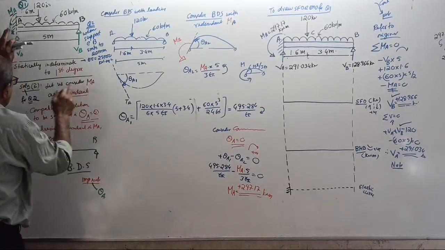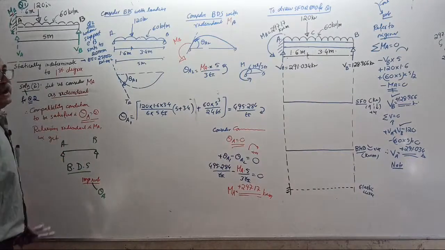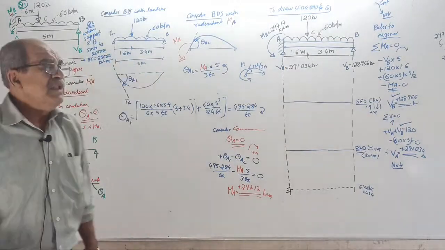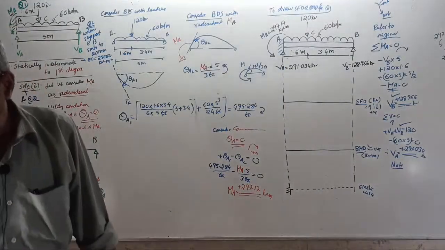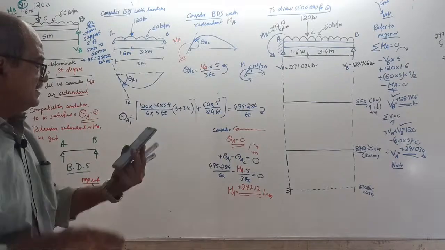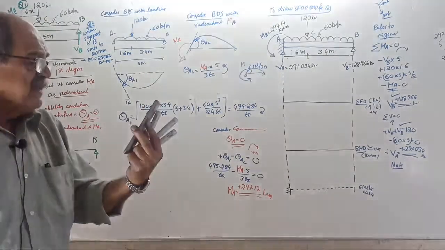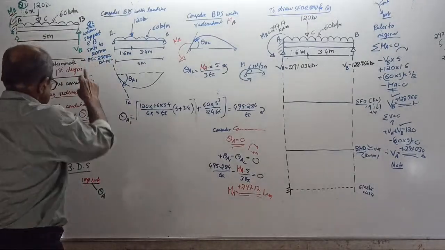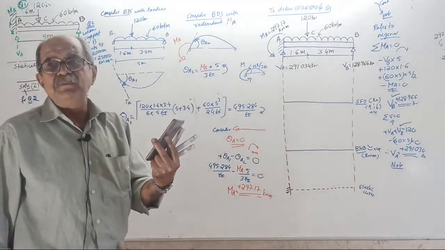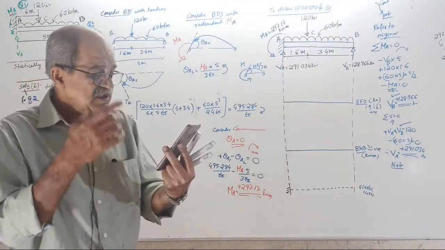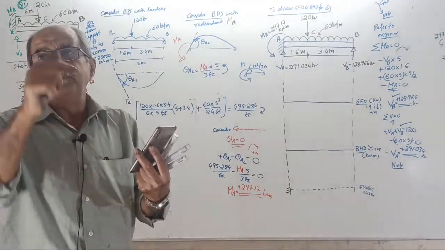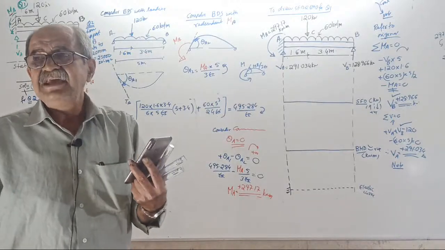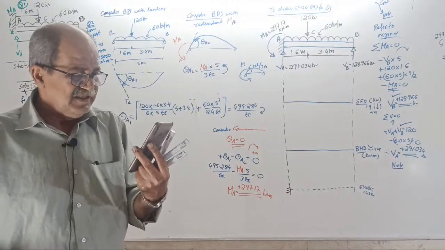Solution 2. Let us consider MA as redundant. Remember, last time the redundant was VB. Settlement is at B. Last time, compatibility: vertical deflection at B should be equal to not zero, how much? 20 mm. Sign later. 20 mm, sinking, downward.